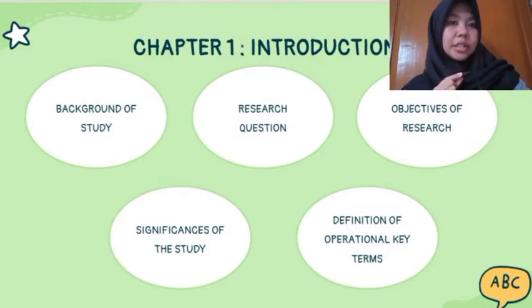1. This research enriches the researchers' and the readers' knowledge about the grammatical errors in argumentative paragraph. 2. This research gives information to English lecturers who want to know about students' errors in writing argumentative paragraph. And the next one is definition of operational key terms. In this research, the researcher defines the key terms as follows.